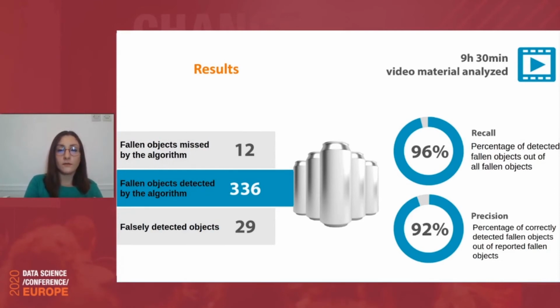All these results are quite good because we've reached 96% of recall, or the percentage of detected falling objects out of all falling objects. And we had 92% of precision, or the percentage of correctly detected objects out of all detected objects. And this is considered a very good improvement over what our client had before.